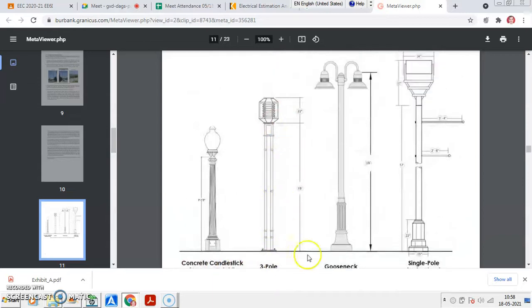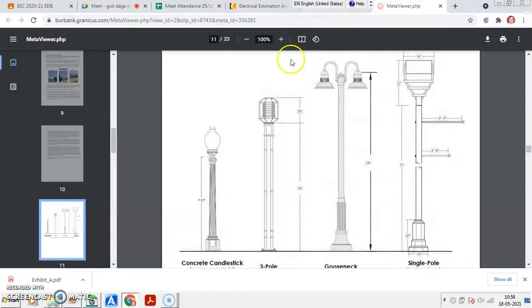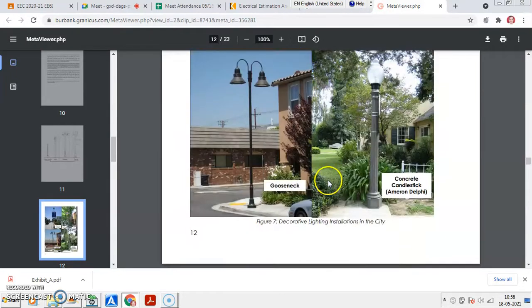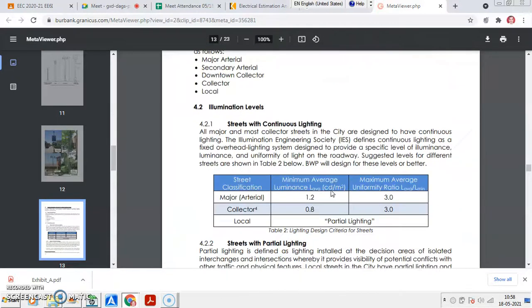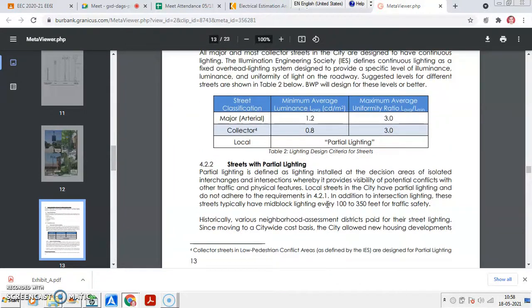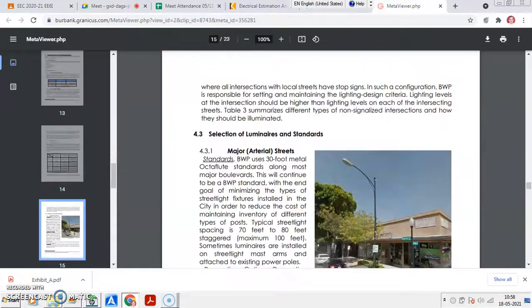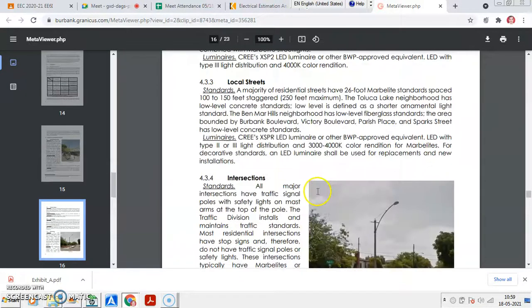This is 3-4. These are decorative lights. At historical places, at gardens, we are having them. What is the exact average luminaries required? You go through this. I am just exposing this material to you. I will put it over the classroom.